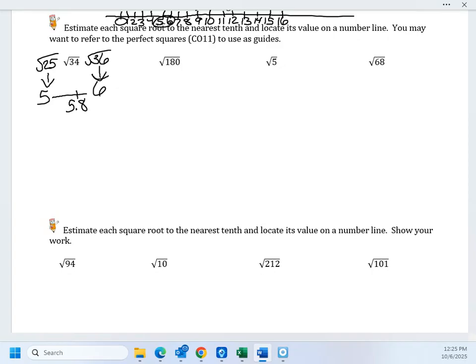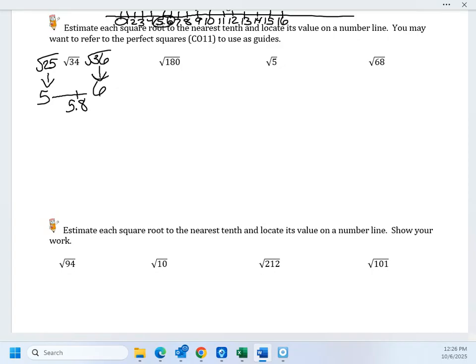I would accept 5.7. I would accept 5.9. I would not accept 5.2, because 5.2 would be way over here, and 34 is not really close to 25. So since 34 is really close to 36, our decimals have to be in that upper half, like Laurel said, between 5.5 and 6. So it has to be up in that range. Does that make sense?